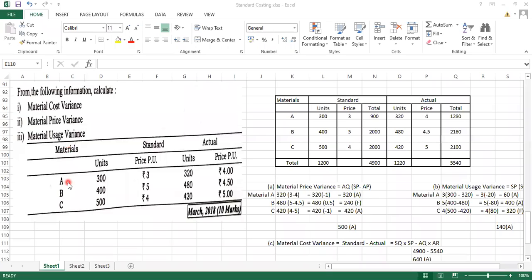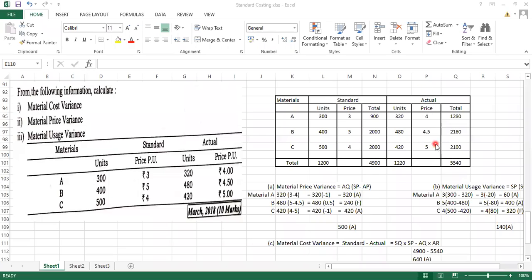We have three materials over here, A, B and C, and they have given the standard units and the actual units, as well as the standard price and the actual price for all these three materials. This was a sum asked in your March 2018 exam for 10 marks. Wherever standard and actual are both given for three materials, it's better to draw a table and complete it.